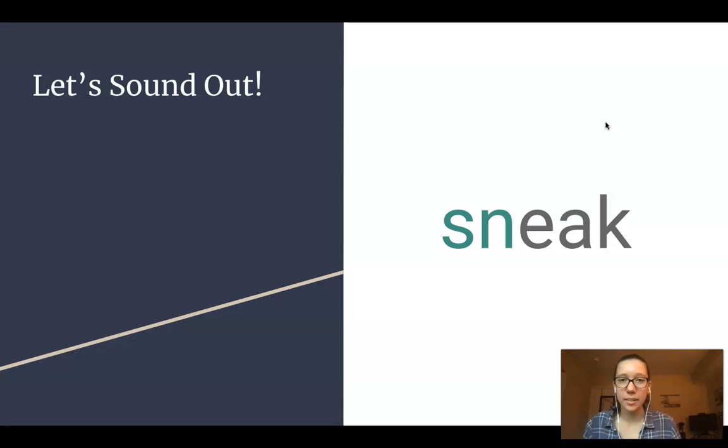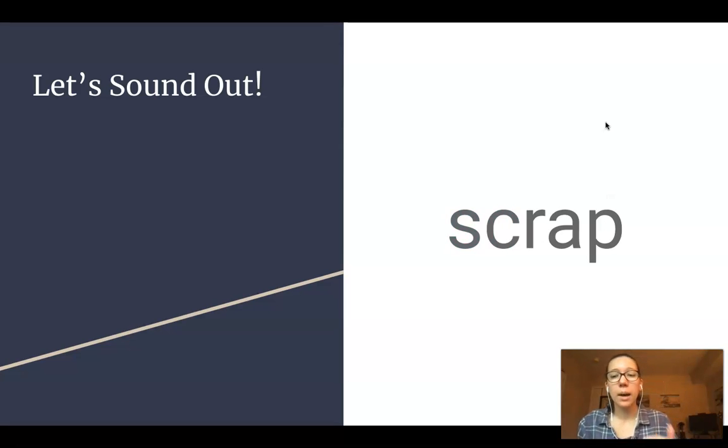Sneak, sneak. Now remember, with a consonant blend, you can sound out the letters separately and you're still going to get the right answer. It just makes it a little bit harder because you have to remember all the different sounds as you go through. So we're still hearing the S and the N separately. But knowing what those blends look like can make it easier when we start to read fluently.